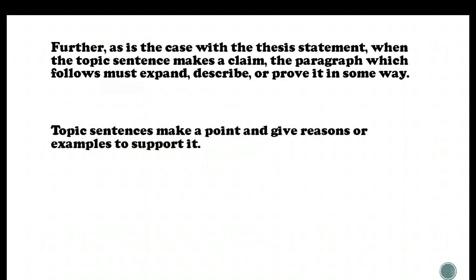Further, as is the case with a thesis statement, when the topic sentence makes a claim, the paragraph which follows must expand, describe, or prove it in some way. So you can't just have a topic sentence and then not have the paragraph develop that topic sentence. Topic sentences make the point, and then the paragraph gives the reasons and the examples.